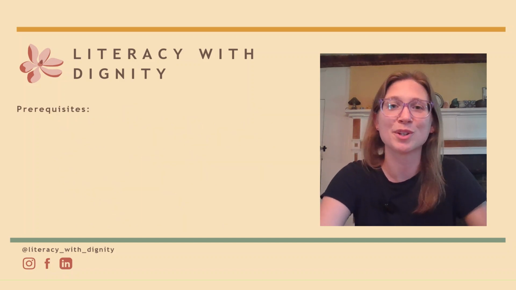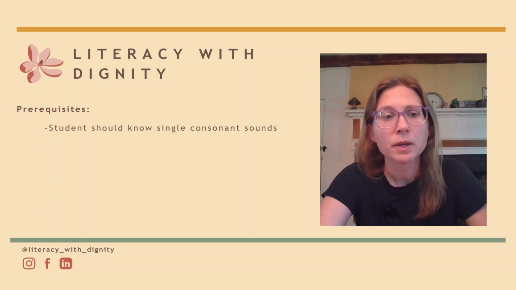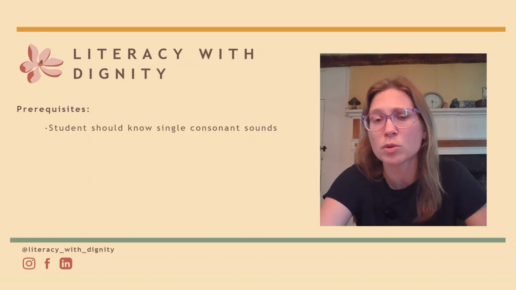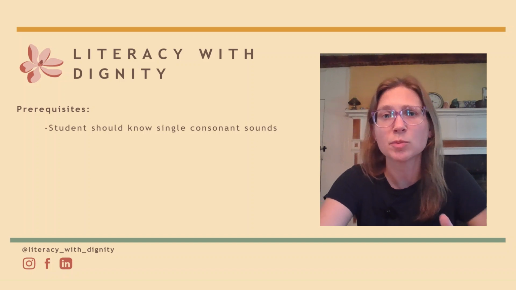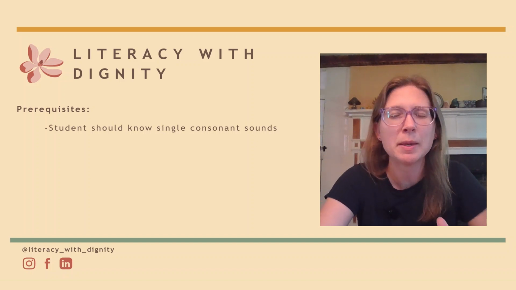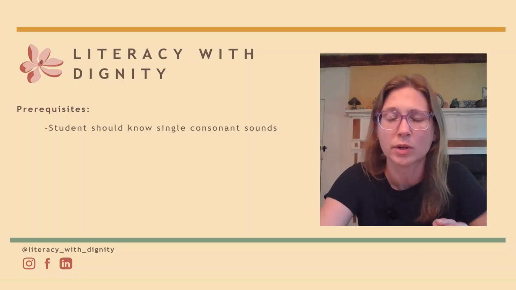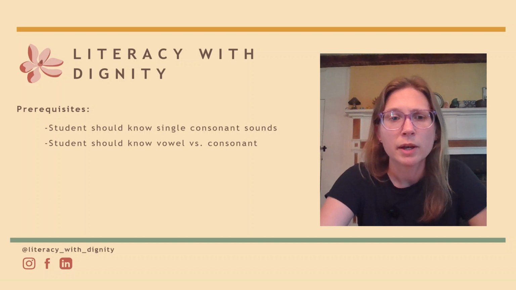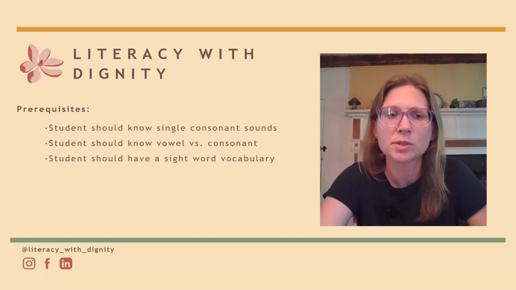Some prerequisites for your student. These materials are not right for every student who struggles to read. The student should know their single consonant sounds. That means they should know that K makes a K sound. If you point to a P, they should be able to say P. I will say B, P, and D are frequently confused, so don't get caught up on that. But the other consonant sounds, they should be pretty solid on. They should also know what a vowel is versus a consonant. This is pretty easy to refresh their memories.